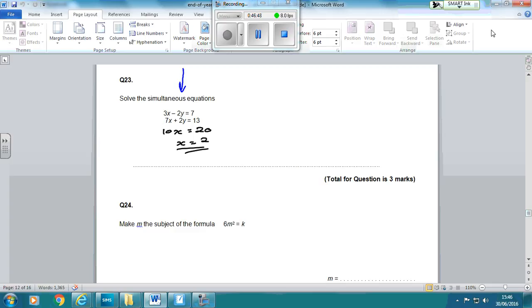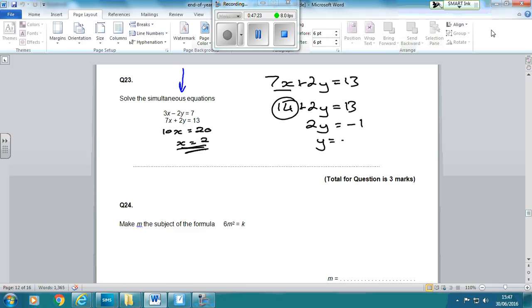And then what we've got to do is substitute that into either one of the equations to try and work out what the other one is. So I'd always substitute it into the positive equation. So we know that 7x plus 2y is 13. So we now know that x is 2. So 7x is 7 2's, is 14. So 14 plus 2y equals 13. So then if we take away this 14 from both sides, we get 2y equals minus 1. If 2y is minus 1, 1y is minus 1 over 2. Now that is a tricky question.